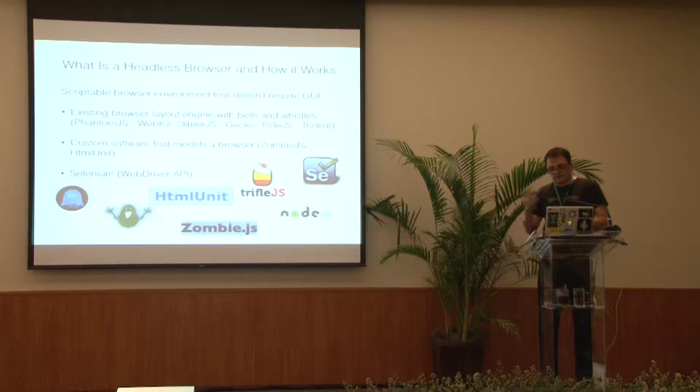Another category of headless browsers is something that models a browser, and from outside it looks like a browser. It has a cookie jar, it has a JavaScript engine, it probably knows how to parse CSS, but it's homegrown. Examples of those tools are Zombie.js or HtmlUnit, which is Java-based, and Zombie.js is a Node.js-based framework that simulates a browser.